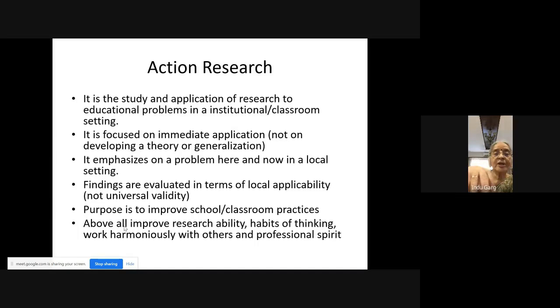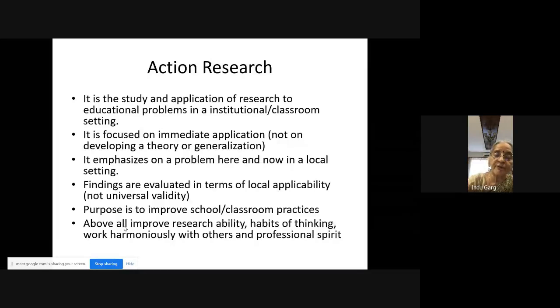So, in your classroom, in your institution, you are finding out the problem. You have found a problem and you are searching for solutions in your own classroom setting, in your own institutional setting. Okay. So that means immediate problem, immediate application.